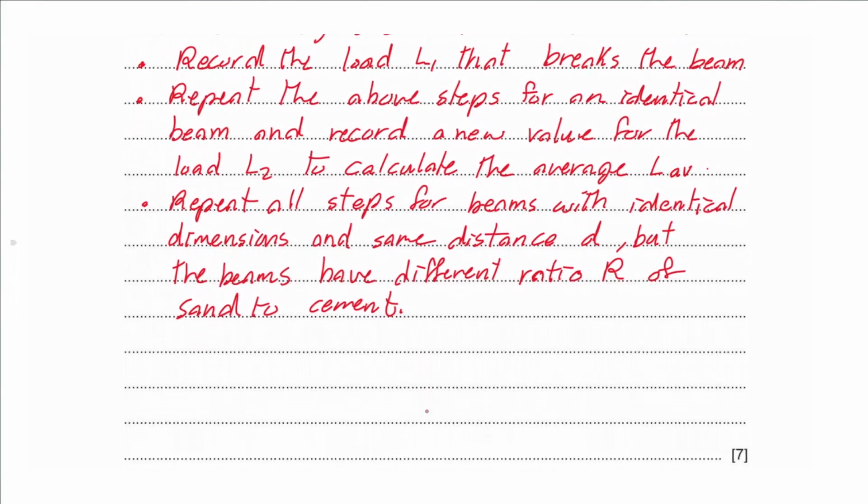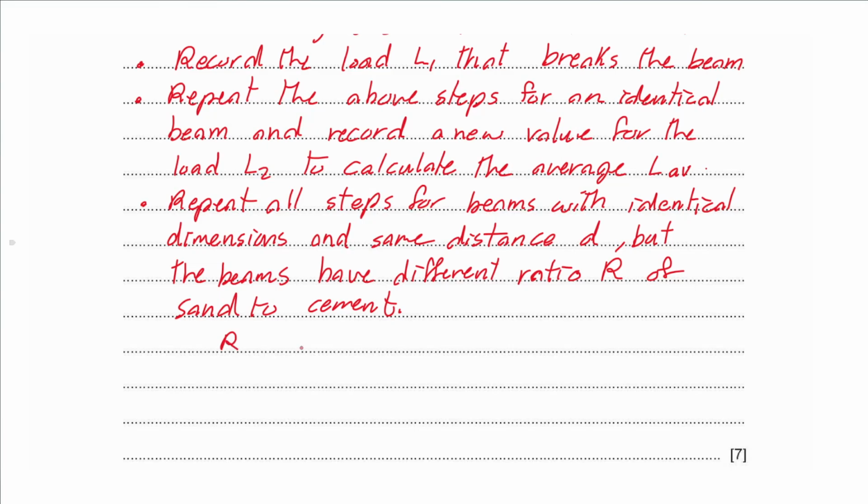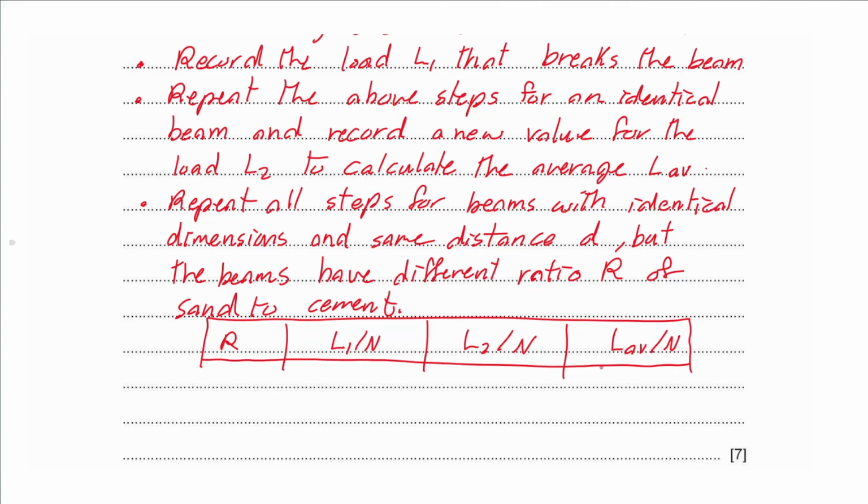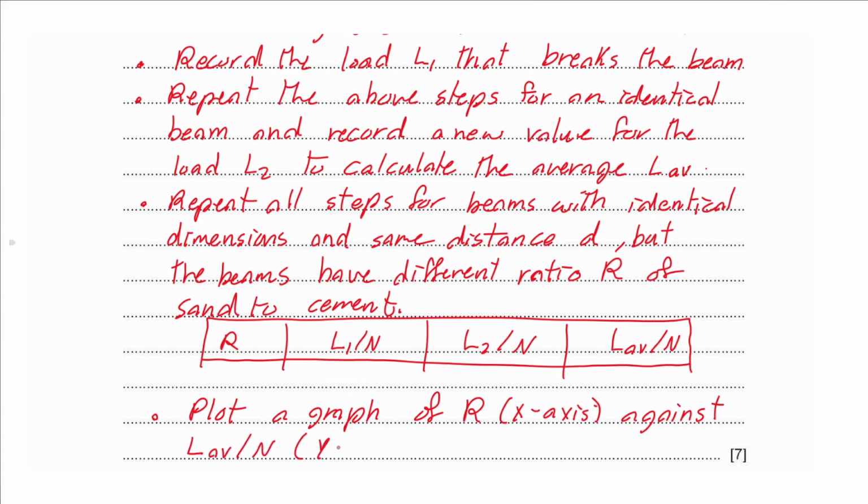Now we form a table here. The independent variable was R, which is the ratio and has no units. We measured the load 1 per Newton, load 2 per Newton, and we calculated the average load in newtons again. And these are the column headings. We do not enter any numbers in the table. We do not know what is the result of the experiment, so we keep it empty. And then we say plot a graph of the independent variable R on the x-axis against the dependent variable L average per Newton on the y-axis to compare the results.